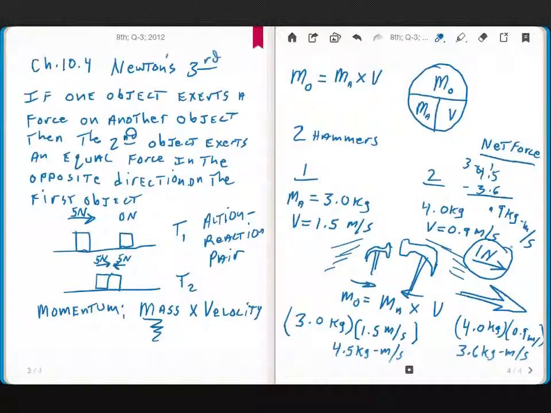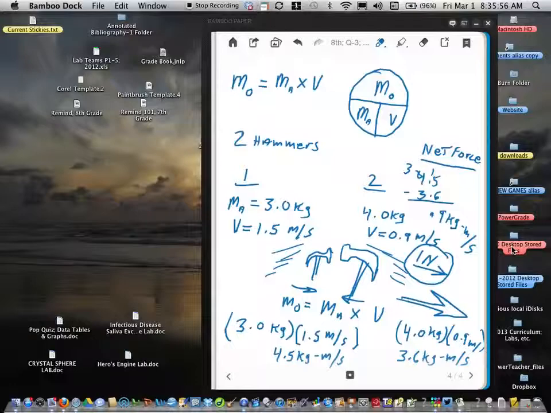So that's section 4 of chapter 10. Let's get into the lab for today.